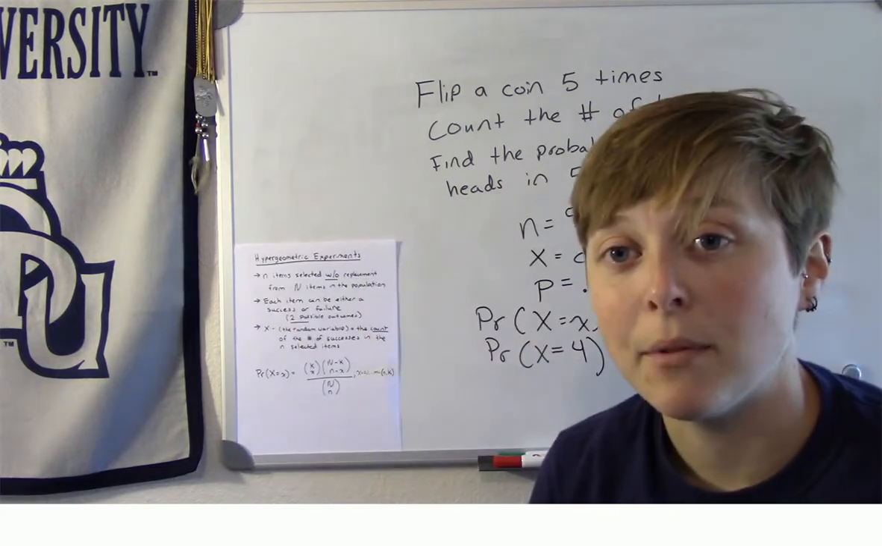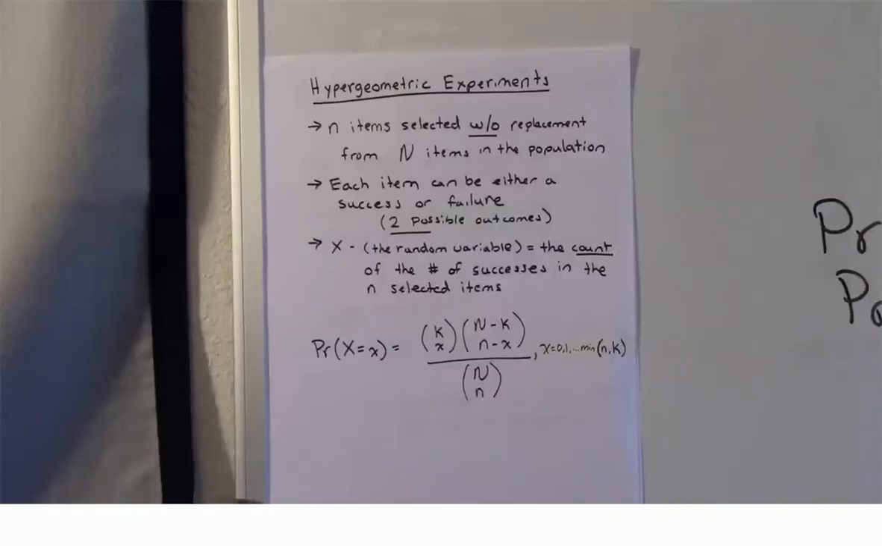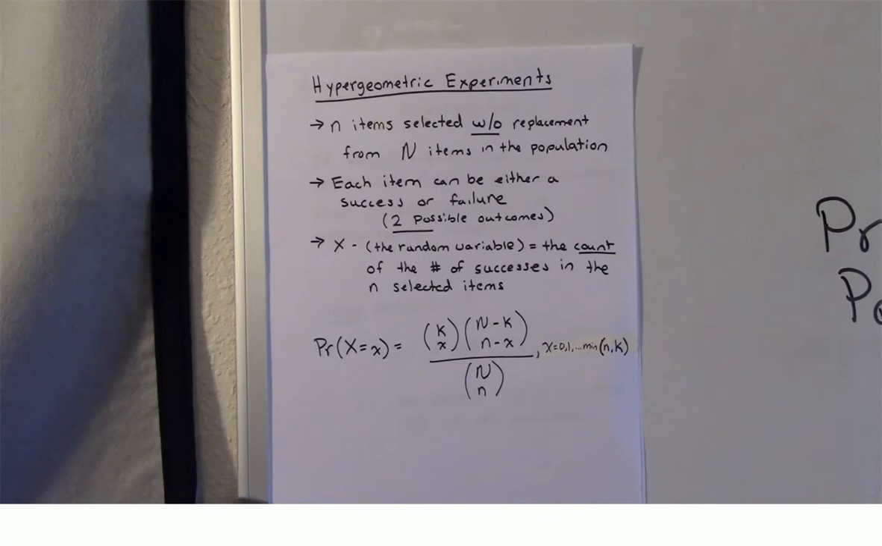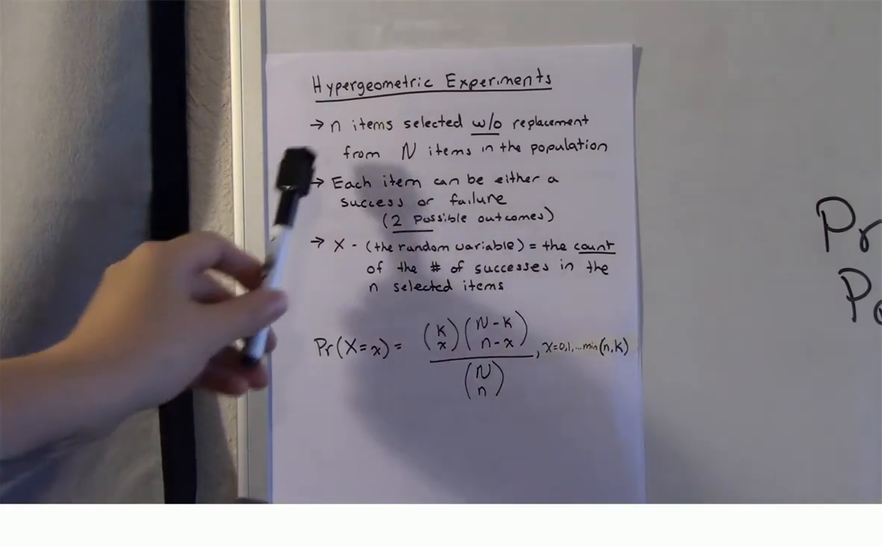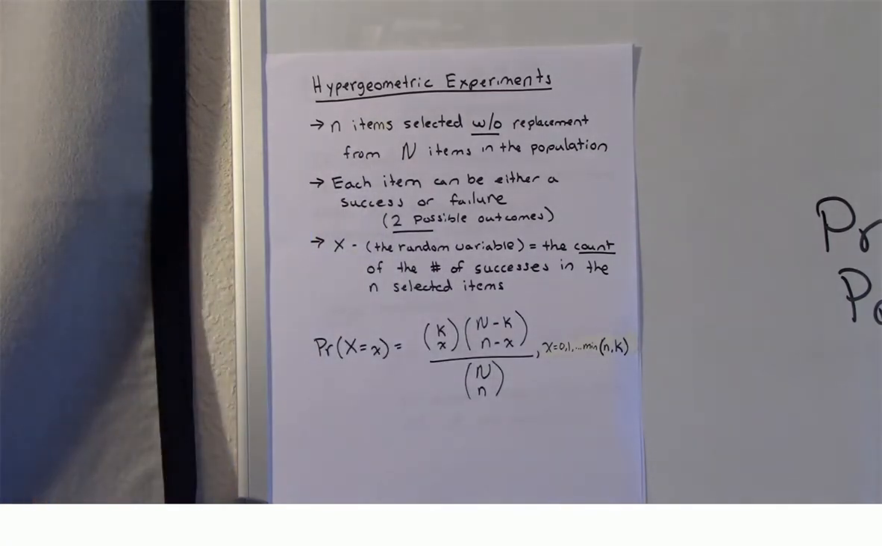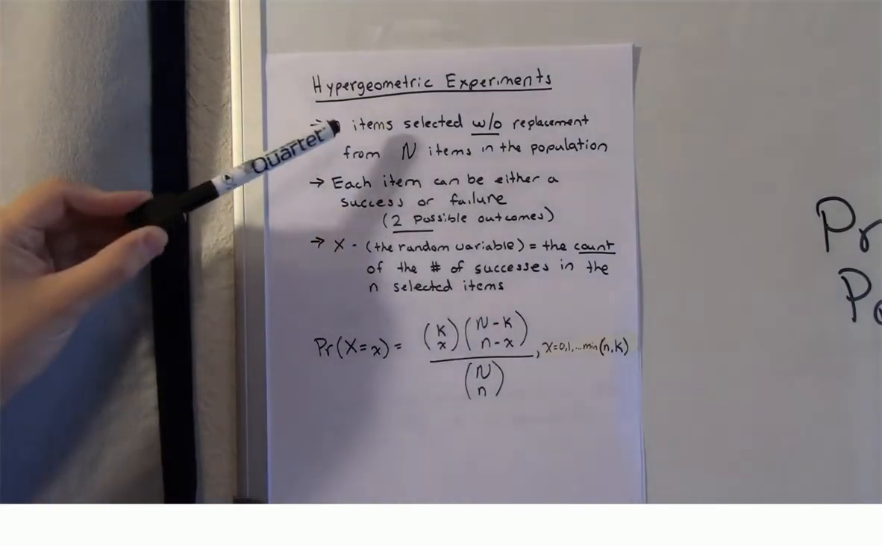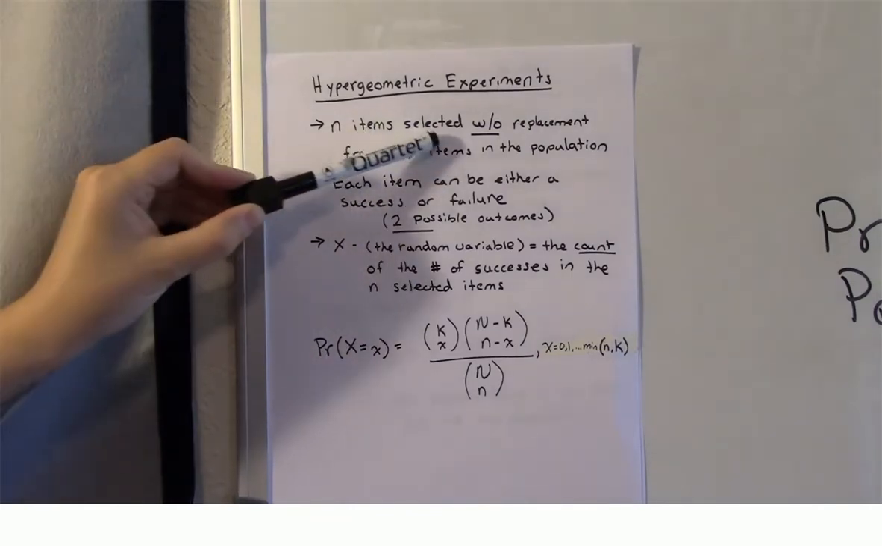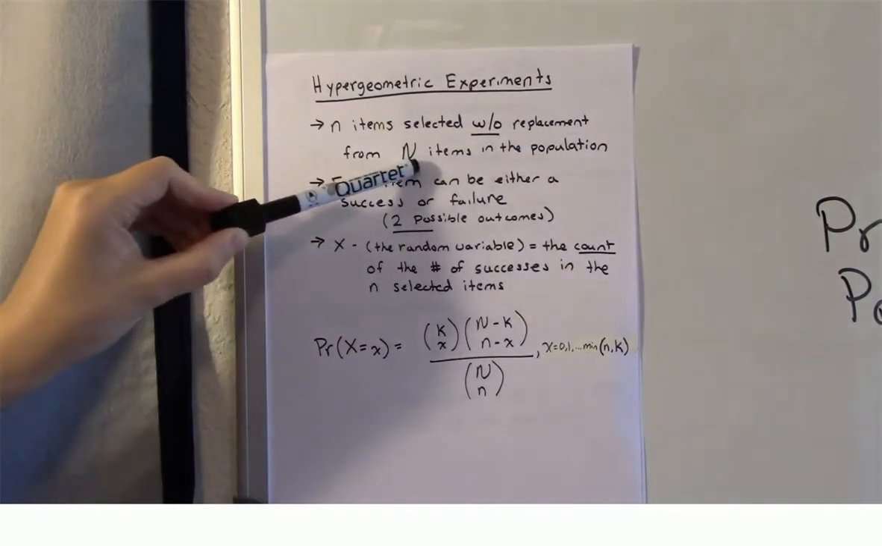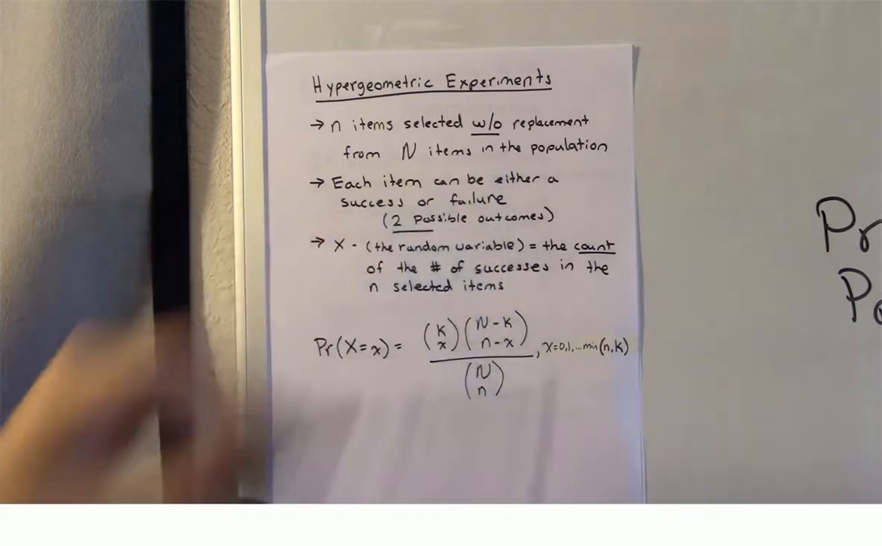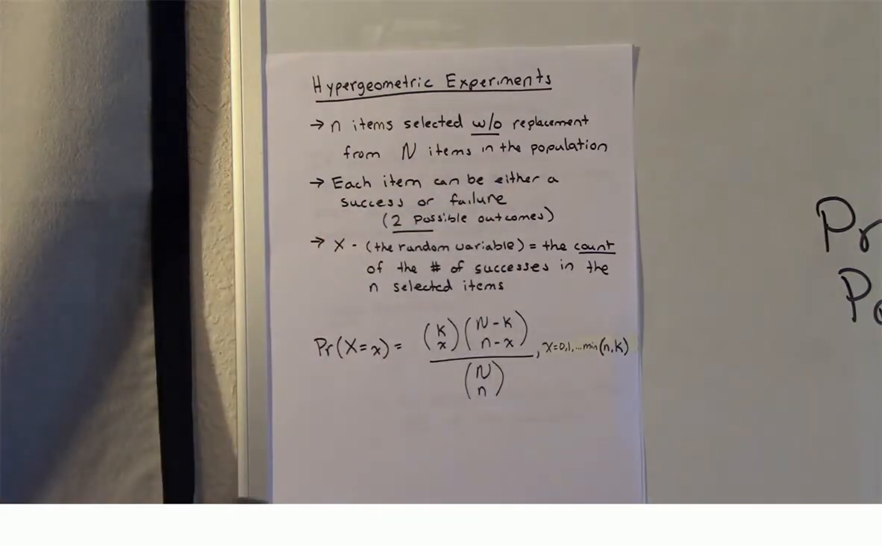Let us move on to the hypergeometric distribution now. In the hypergeometric distribution, we still have n. You still see the same n that you saw in the binomial distribution, except now n is the number of items selected without replacement from a population of capital N items. Before, n was just the number of trials. There was no big N in the binomial distribution. Now there is a big N for the hypergeometric distribution.